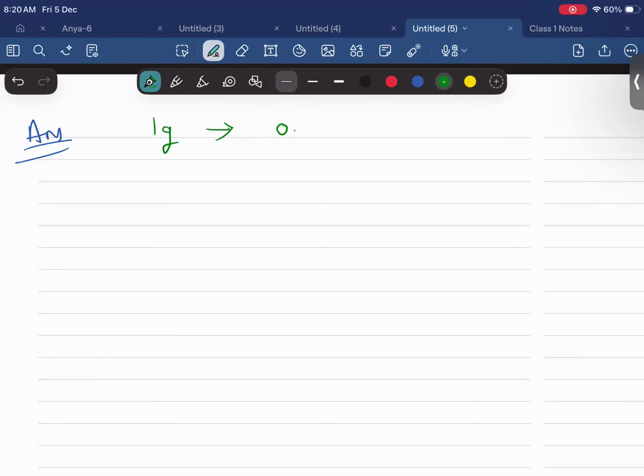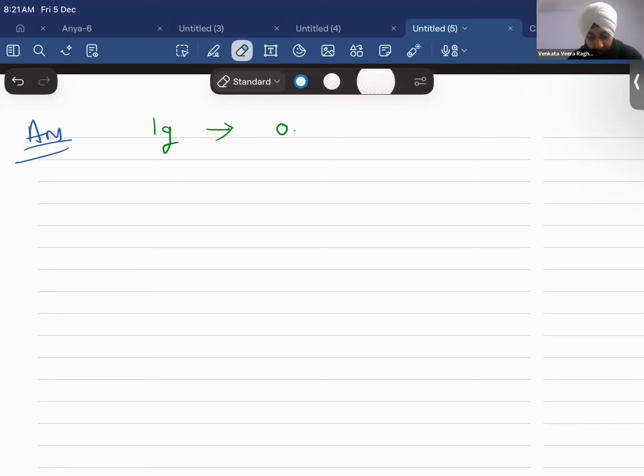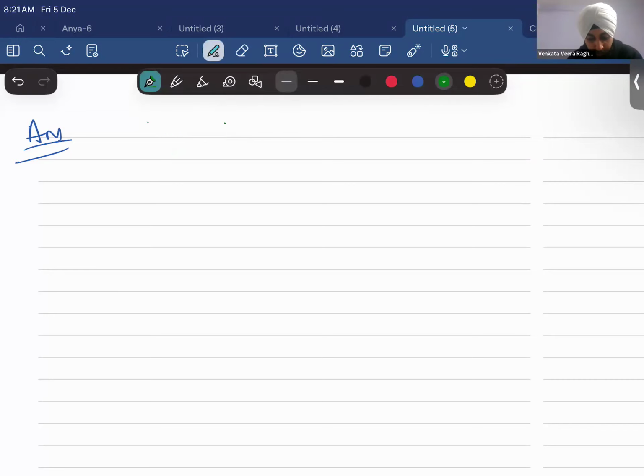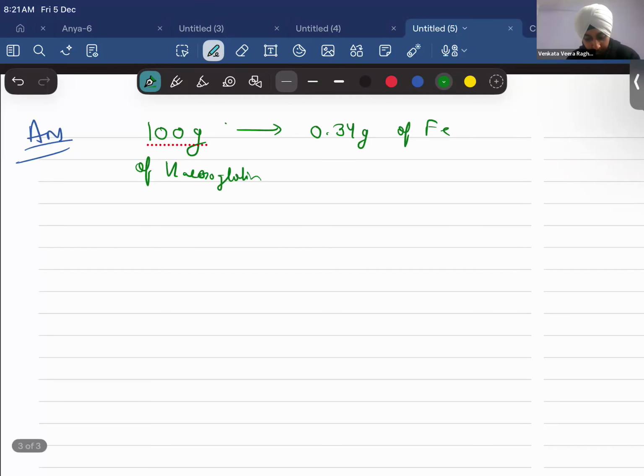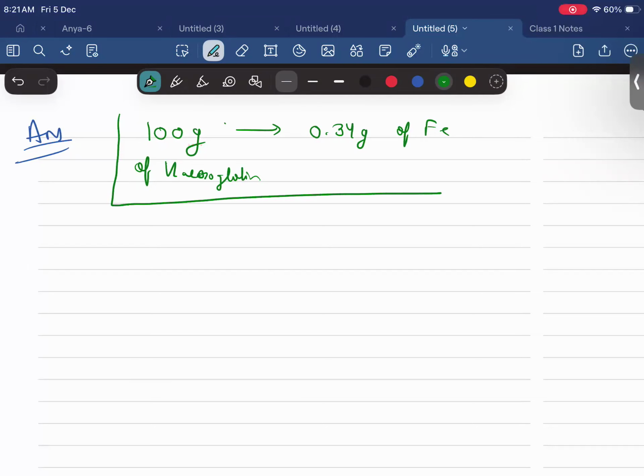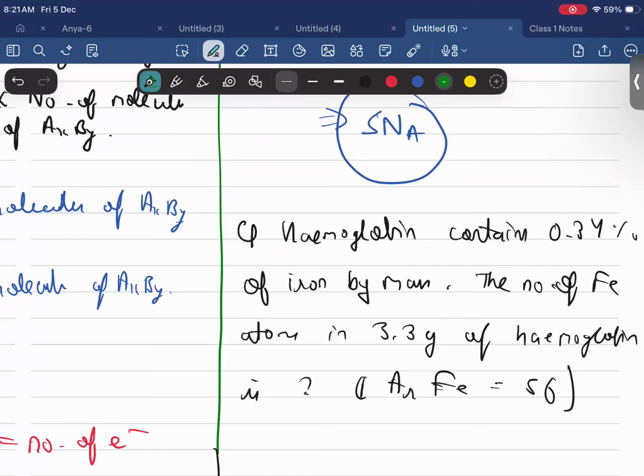Sir, if we take 100, then 34% has iron, so 0.34 grams has iron now. No, wrong. If we assume that we have 100 grams of hemoglobin, then you can say we are having 0.34 grams of iron in it. Don't you agree with me? 34% of 1 is 0.34 only. Are you given 34%? We are given 0.34%. Oh, okay. You are getting confused, I hope. Sir, can you show the question once? Yeah, sure.